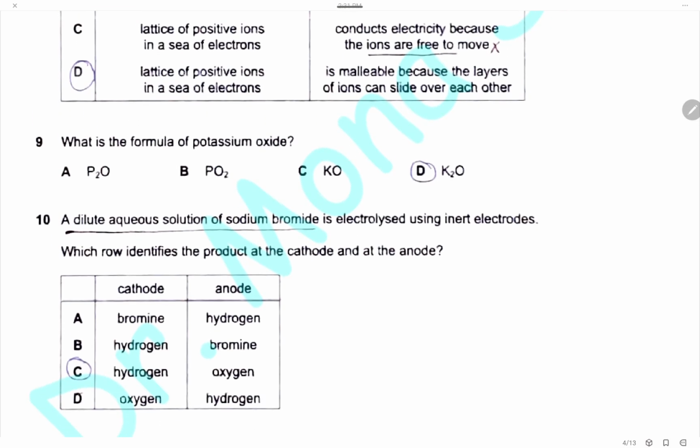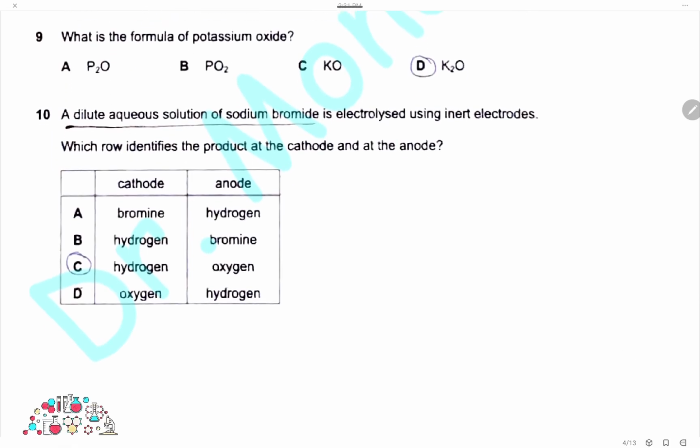Question 9. What is the formula of potassium oxide? Of course, it is K2O, and the answer is D.